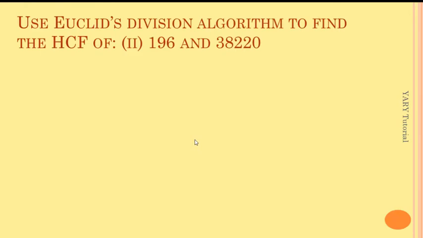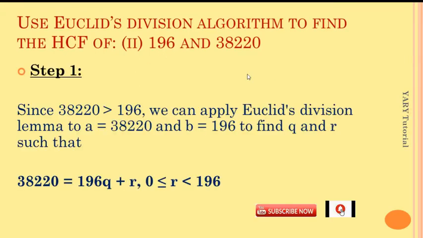The question says, use Euclid's division algorithm to find the HCF of 196 and 38,220. As we saw in the previous video, we will be dividing 38,220, that is the biggest number, by the smallest number till we get the remainder 0. As soon as we get the remainder as 0, we will be declaring the divisor at that stage as the HCF of both the numbers. Come, let's solve the question.